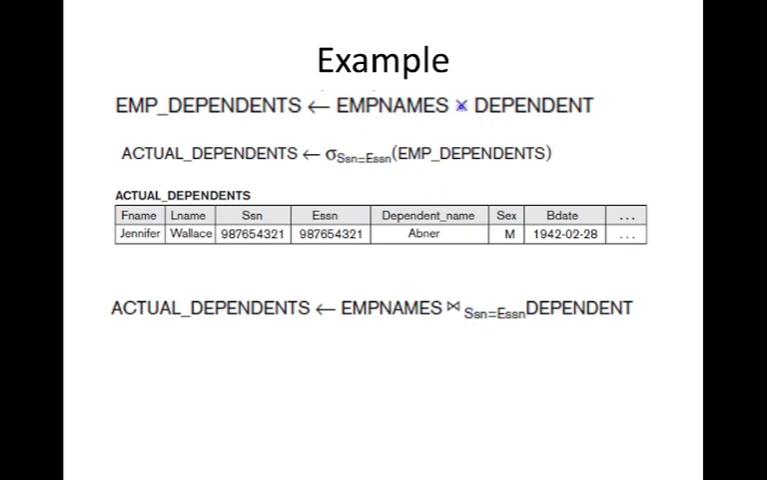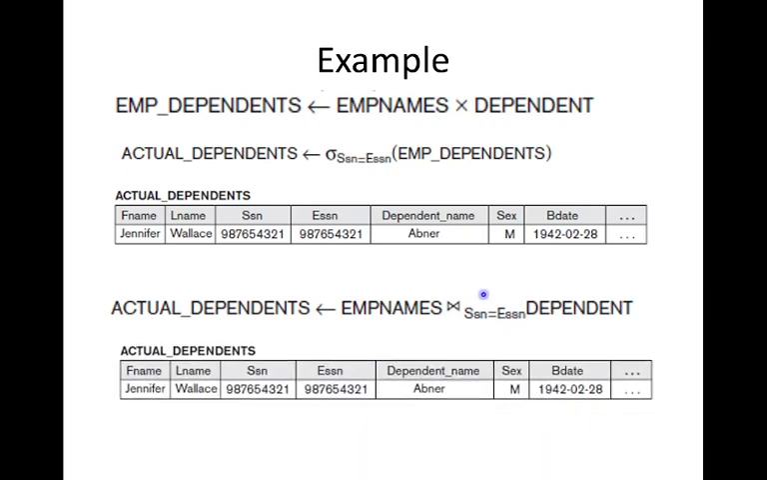So this was the previous example, I think in the 18th lecture. In the 18th lecture we saw the same example when we studied the Cartesian product, a Cartesian product followed by a select statement. Here these two statements can be combined into a join operation, and we will get the same result. The actual dependent table will be like this, as we are equating this SSN and ESSN value.